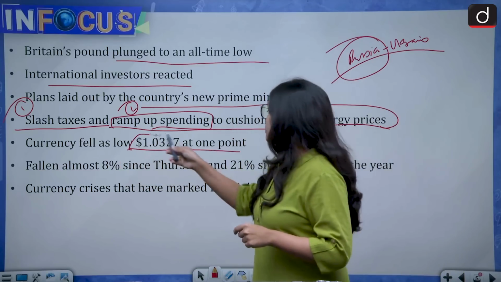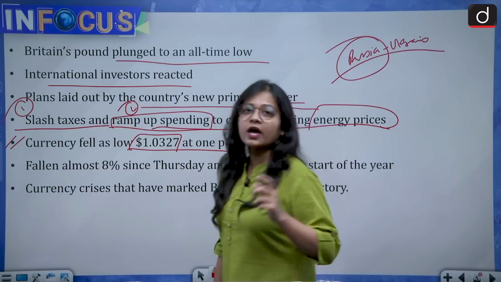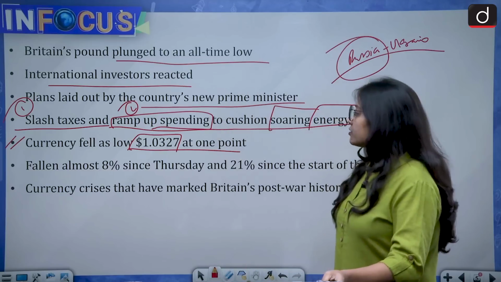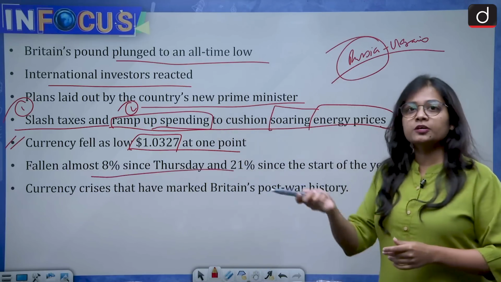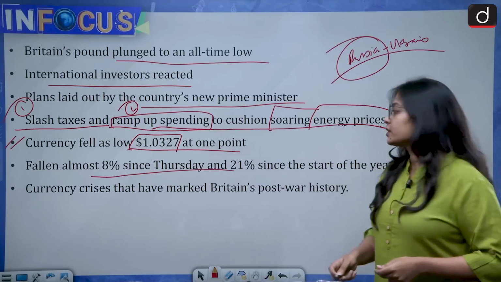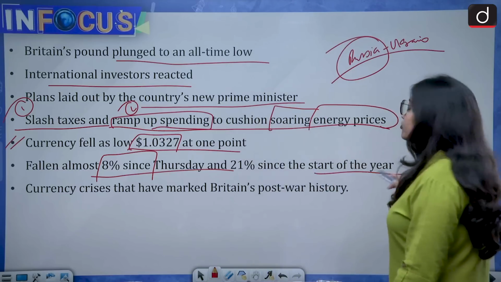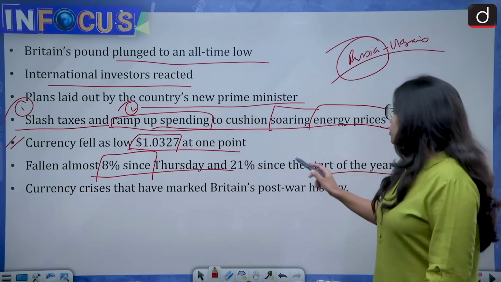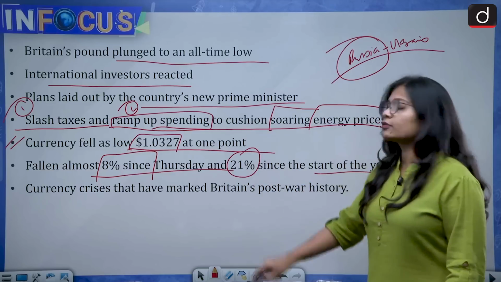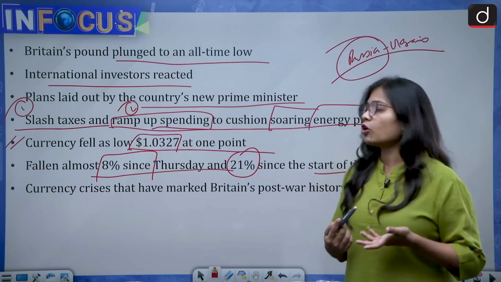The pound has fallen to a low of 1.0327 per dollar. This is one of the lowest levels that the pound has reached, and it has fallen almost 8% since last Thursday. It means it has fallen around 8% in the last week, and since the start of 2022, in around nine months, a 21% fall has been registered in the price of the pound versus the dollar.